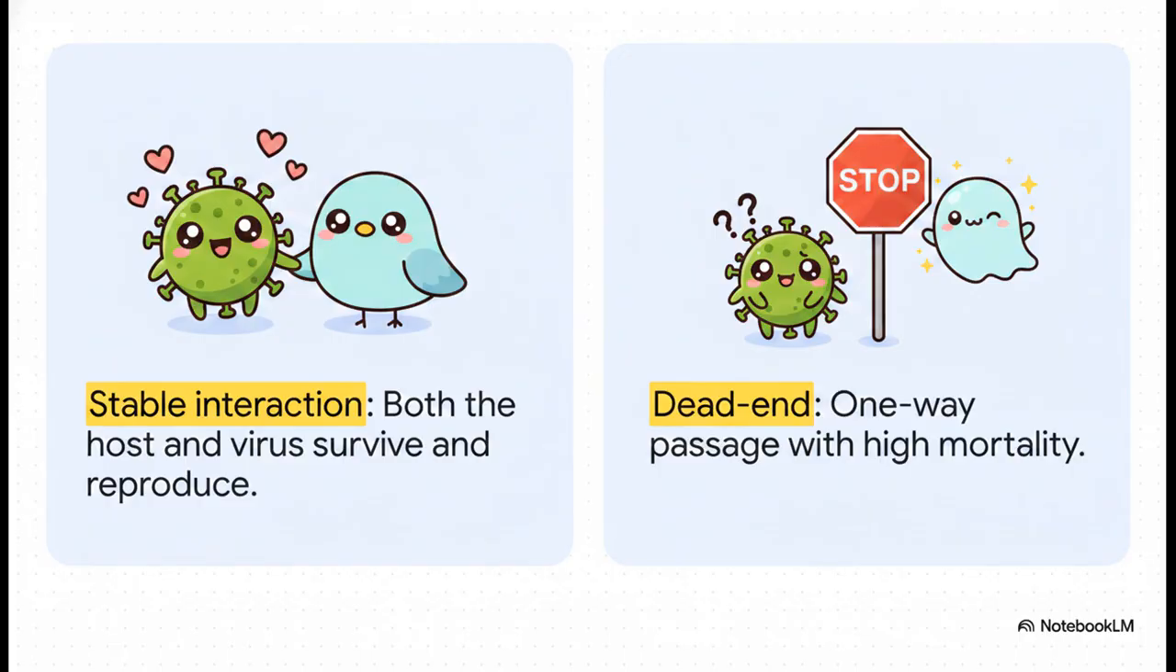Let's look really closely at 2 of these by contrasting a stable interaction against a dead-end interaction. In a stable interaction, both the host and the virus survive and reproduce. The virus is maintained. It might cause disease, sure, but it doesn't wipe out its home.